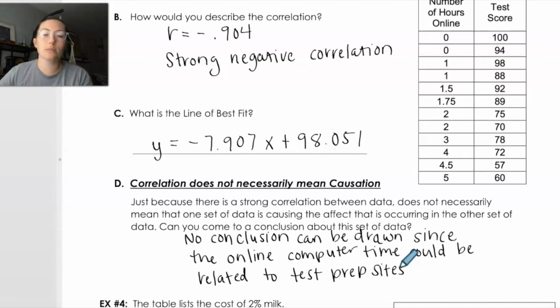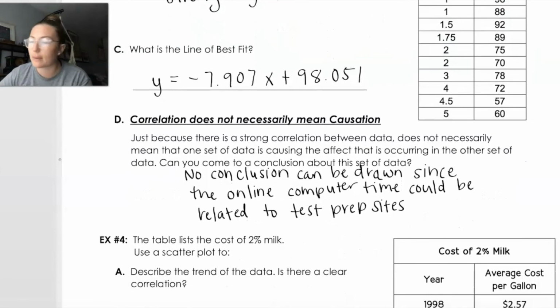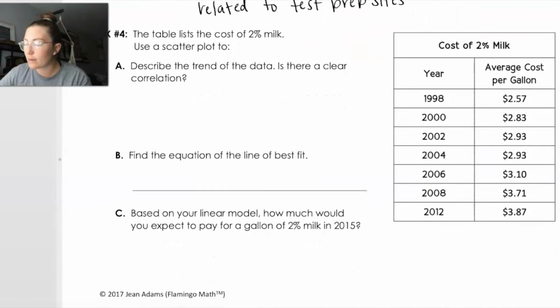Okay, I know this has been a long one, and it's tedious. Calculator stuff is tedious, 100%, but we only have one more, and we're going to make it through it fast. Okay, so for this one, we're comparing the year and then the cost of 2% milk. Just like the one that we did with the year before, I do not want you guys to put 1998, 2000, 2002, 2004. We're going to just change the years, okay?